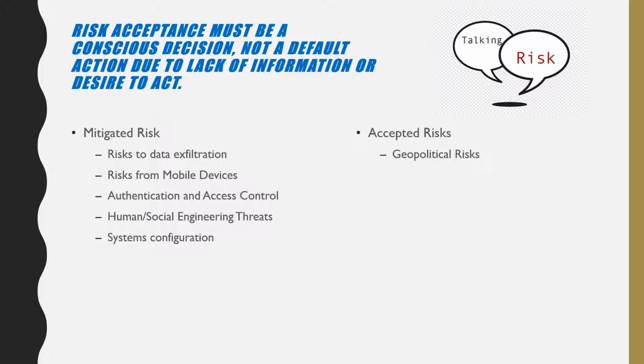Risk acceptance. Risk acceptance must be a conscious decision, not a default action due to a lack of information or desire to act. Team 5 identified risks in the risk assessment analysis, and risks that are going to be mitigated include risks to data exfiltration, risks from mobile devices, authentication and access control risks, human and social engineering threats, and system configuration risks. Accepted risks are geopolitical risks.